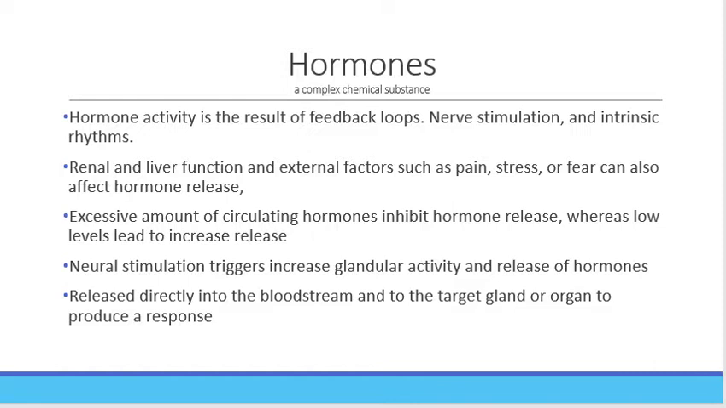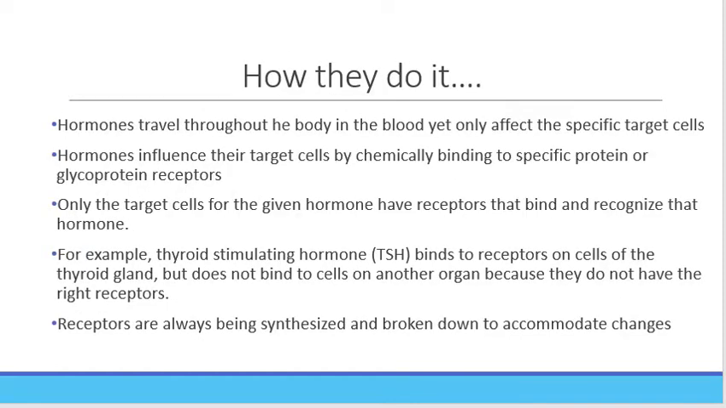Neural stimulation triggers increased glandular activity and release of hormones. Released directly into the bloodstream, hormones are also delivered to the target gland or organ to produce a desired response. But how do they do it?